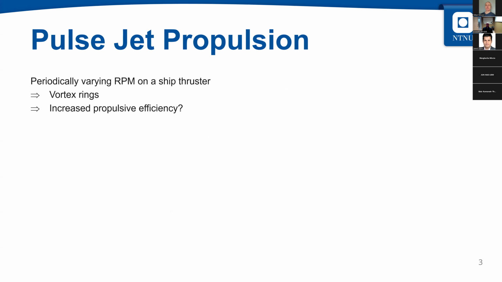So the background is we are trying to utilize pulse jet propulsion for a ship thruster. So we want to periodically vary the RPM on a ship thruster, so the RPM of a propeller, with the intention of obtaining vortex rings, specifically this vortex ring formation, and then according to the existing literature, you could obtain increased propulsive efficiency.